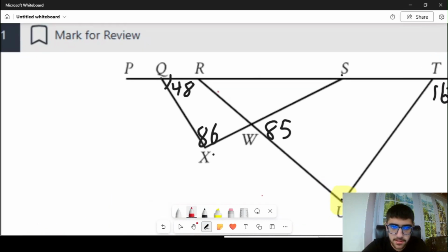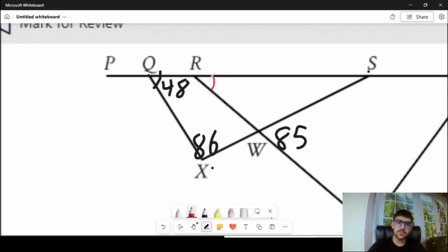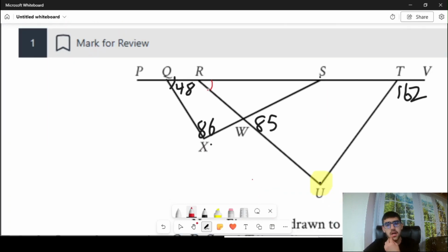So how can I find angle R? WR and QX are not parallel, so I can't just assume 48 and that are corresponding. That's not going to work. What I could do is, this is one angle I want to solve, I can solve for these two first, angle W and angle S. I can solve for them, which will be easier, and then add to R.